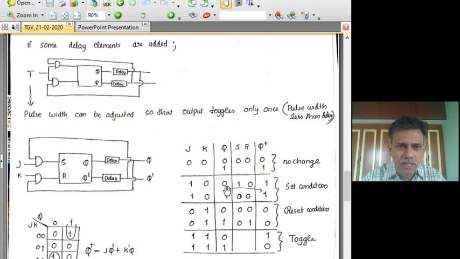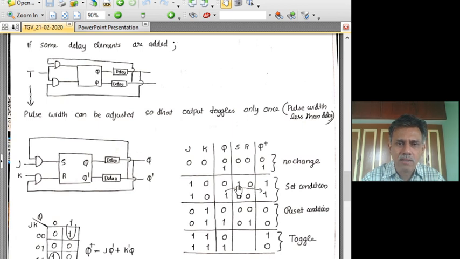So let's look at this condition. J is 1 and Q is 0. So when Q is 0, Q bar is 1, and this Q bar comes and gets ANDed with J, and the result S becomes 1. So S becomes 1. Okay. And K is 0, which immediately makes R to be 0.